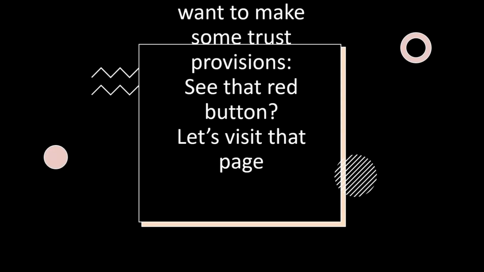You might want to make some trust provisions. See that red button? Let's visit that page. There's a button there that says trust provisions. All you got to do is click on it. And now if they click on it and you know they're clicking on it, and if you're doing it by a Zoom call and they click on it, man, they're going through the process with you because you're leading them through it.